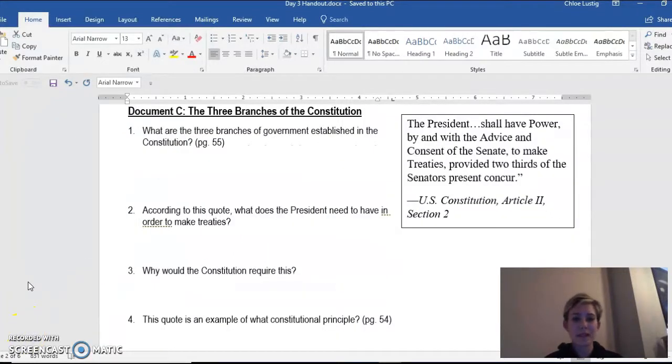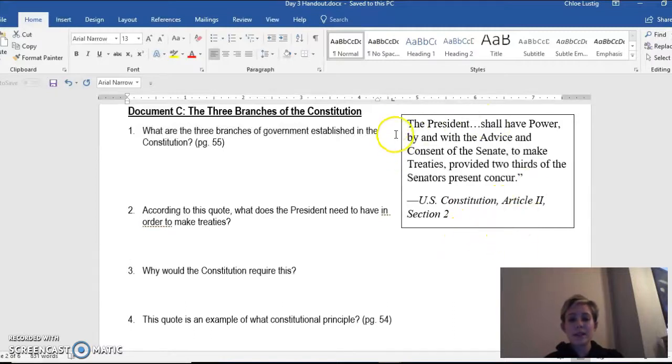Alright, for Document C, we have the 3 branches of the Constitution. Here's the quote. The President shall have power by and with the advice and consent of the Senate to make treaties, provided 2/3 of the senators present concur. That's in the U.S. Constitution. That is Article 2, Section 2.